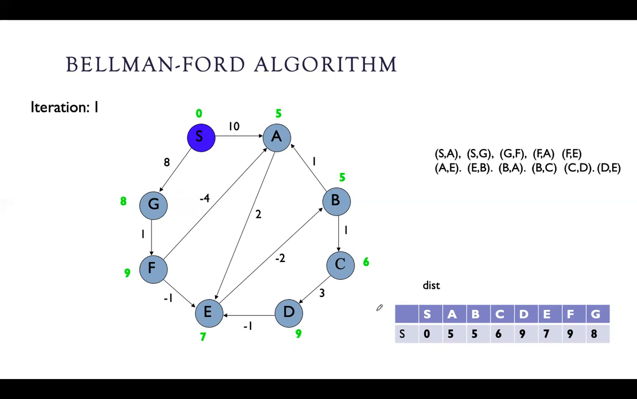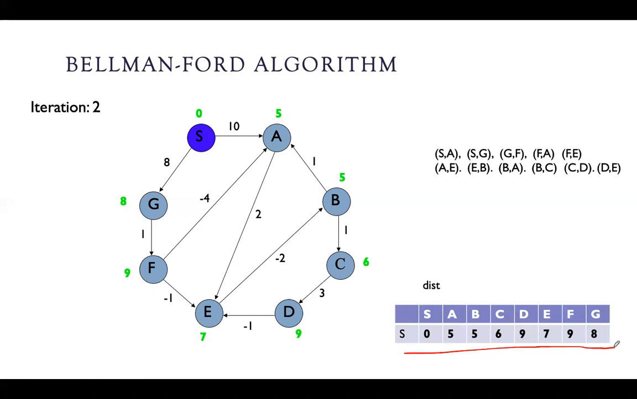Next, D to E. One more edge is there, D to E. Okay, distance of E is 7. Check the new distance. 9 minus 1 is 8, which is greater than 7. So no need to update the weight of E. Distance of E is not updated. It will be 7 itself. So this is the end of the first iteration, and we got the distances as follows.